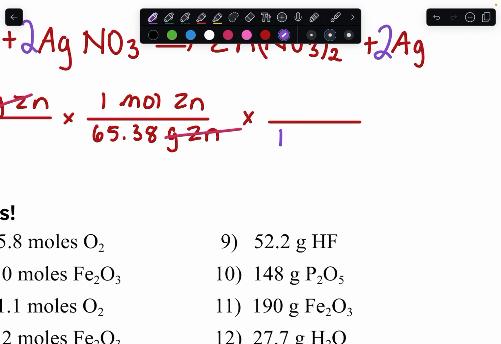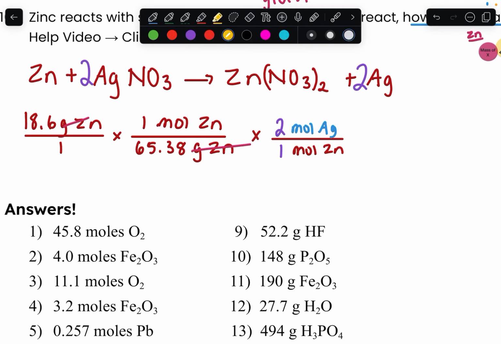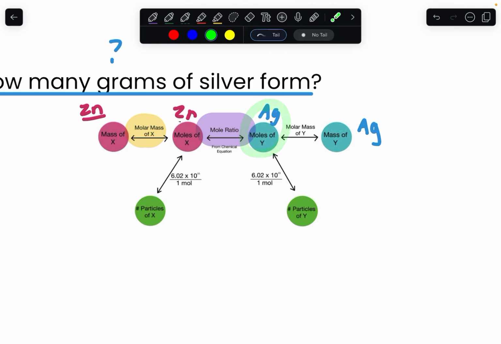So every 1 mole of zinc, take a look at what I'm trying to find. I'm trying to find grams of silver, so I need to find moles of silver. 2 moles of silver. So keeping track of what we did, we canceled out moles of zinc, and now we're in moles of silver. Am I done yet? Well, no, because I'm still in moles of silver.